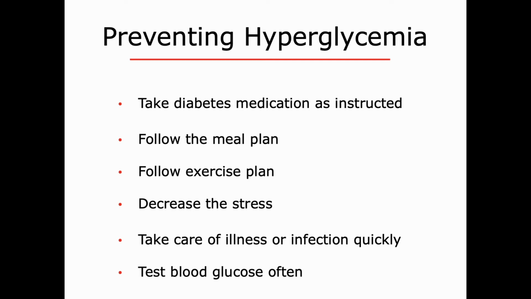Now, hyperglycemia is caused by too much food or the wrong foods, too little or no exercise, too little diabetes medication, or not taking diabetes medication as instructed. Now, too much stress, infection, or illness. Now, when I say too much stress, what do you all think I mean by that?